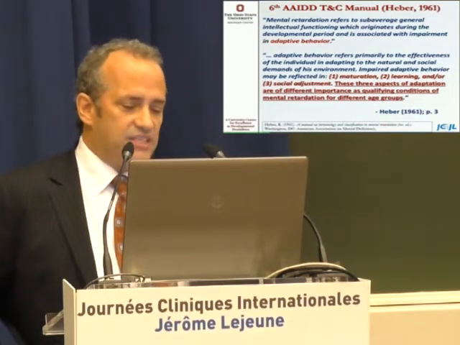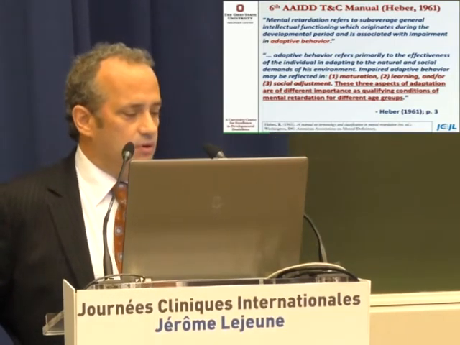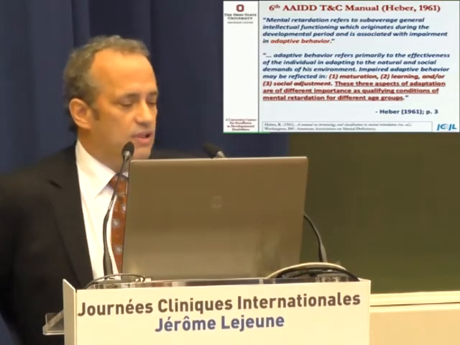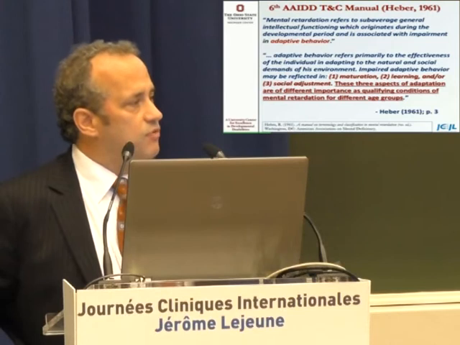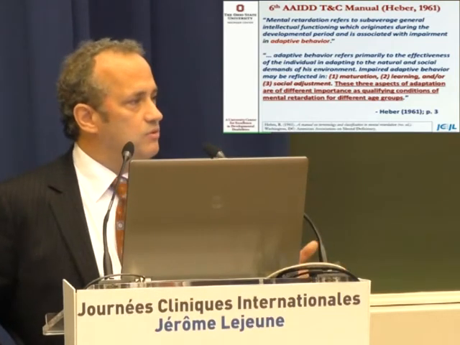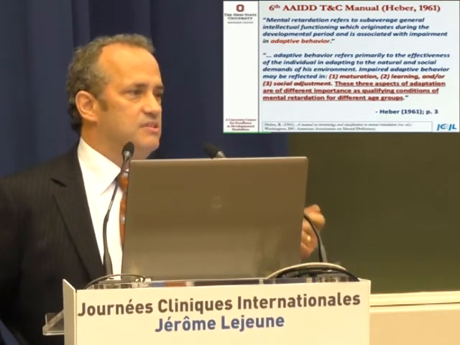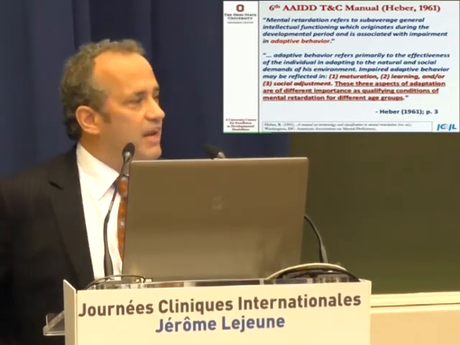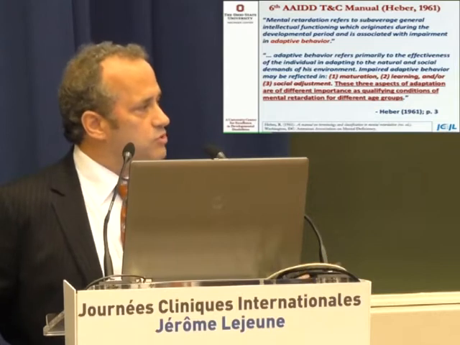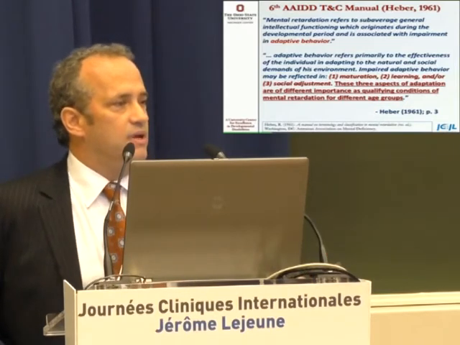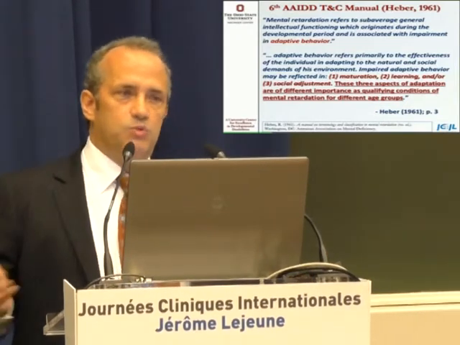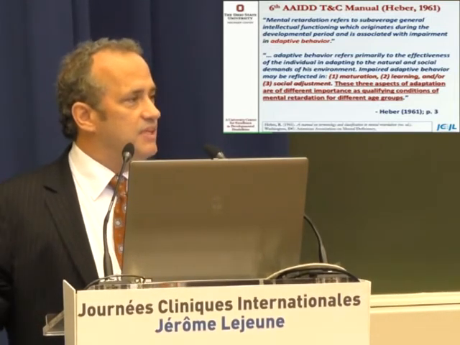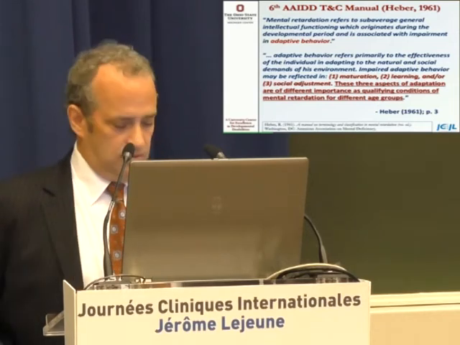These three aspects of adaptive behavior are of different importance as qualifying conditions of intellectual disability at different ages. And really, that's true today too, right? We expect different things as a society from a 4-year-old than we do from a 20-year-old. If a 4-year-old does what other 4-year-olds do, they don't have deficits in adaptive behavior. But if a 20-year-old does what a 4-year-old does, but doesn't do what a 20-year-old does, they do have significant deficits of adaptive behavior.